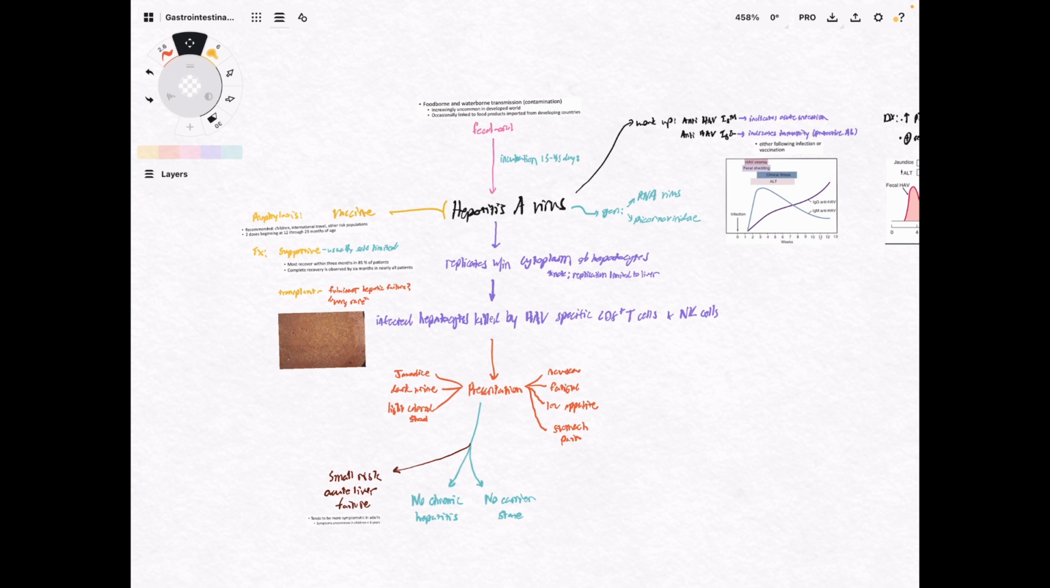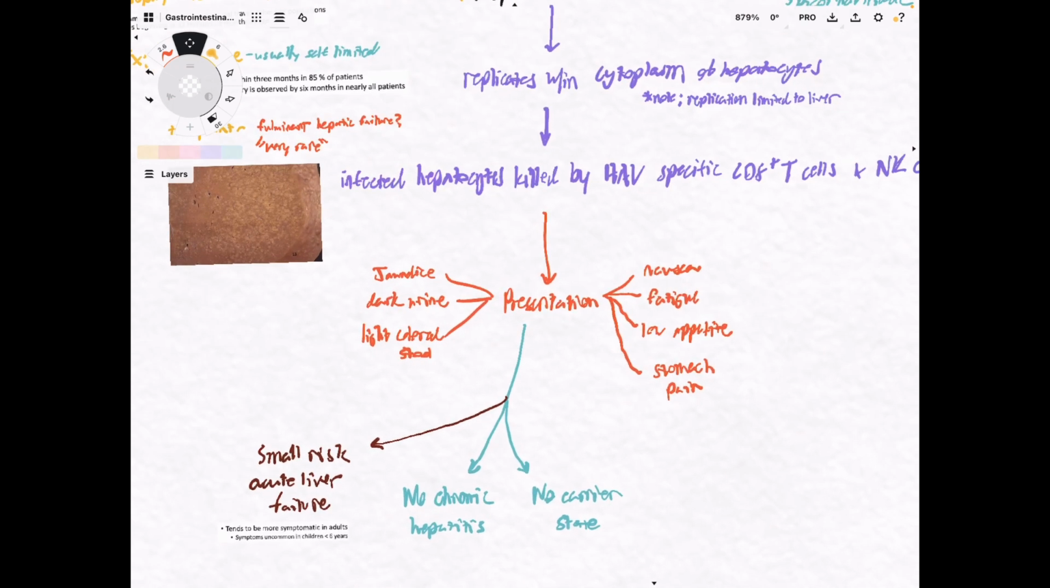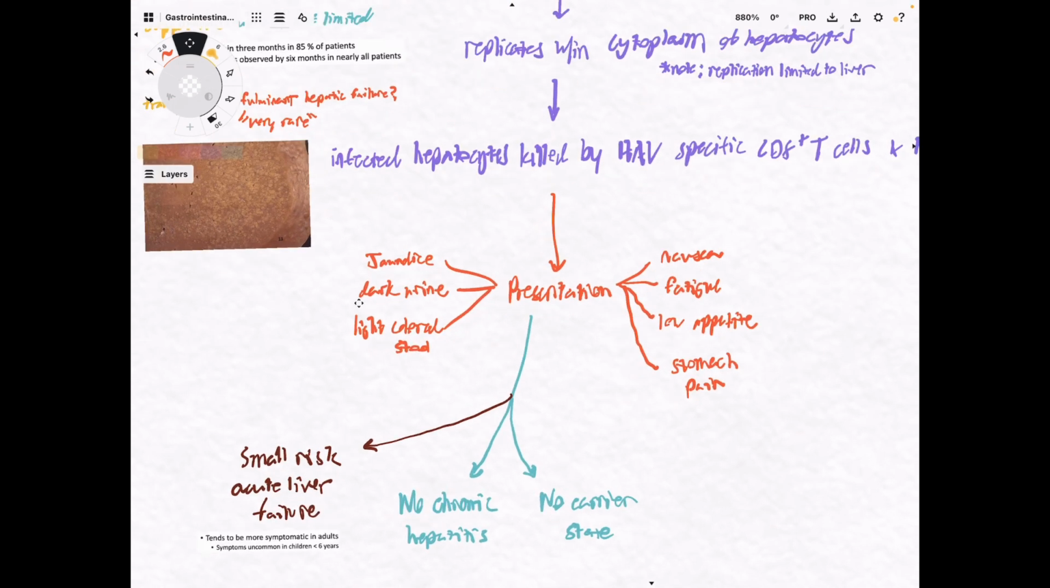And what happens is, again, it replicates in the cytoplasm of the hepatocyte, and you're going to have cytotoxic cells as well as natural killer cells that come in and damage the hepatocyte. It can lead to jaundice, dark urine, or pale stools, and mainly this is intuitive to think about.